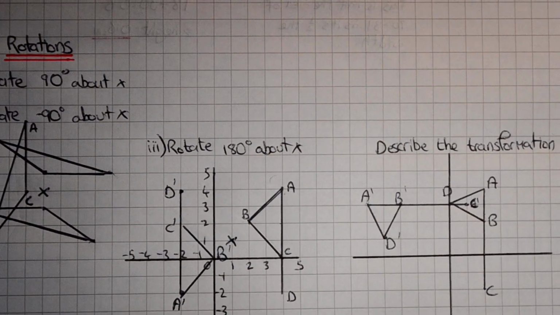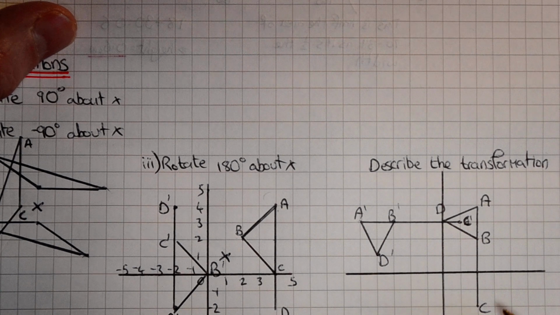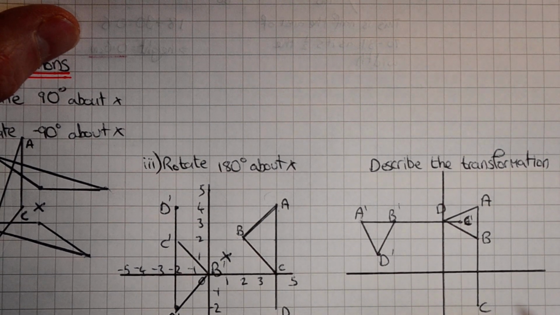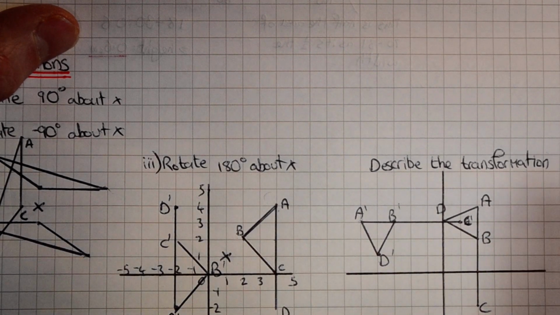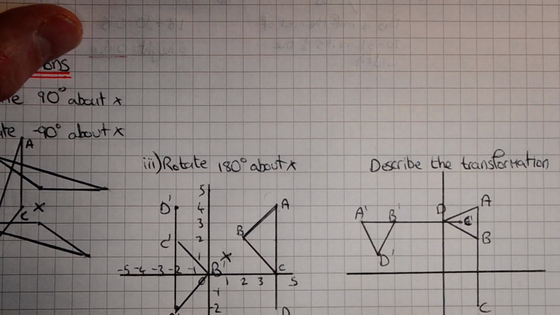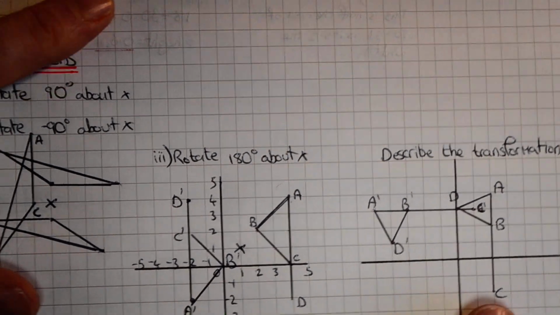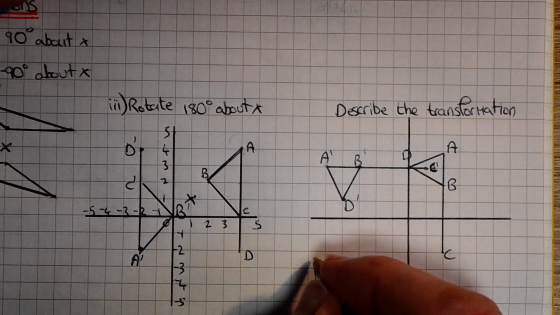Last one, here we're asked to describe a transformation. The shape has already been transformed. We can see it's been rotated. It's the same shape, but it's just turned. It's not changed size, it's not been flipped over or anything. So we know straight away that this transformation is a rotation.